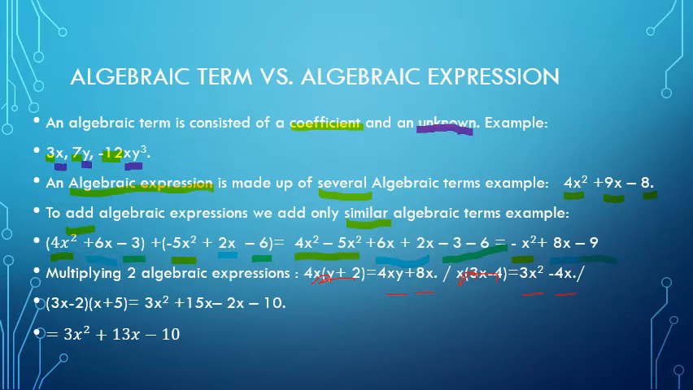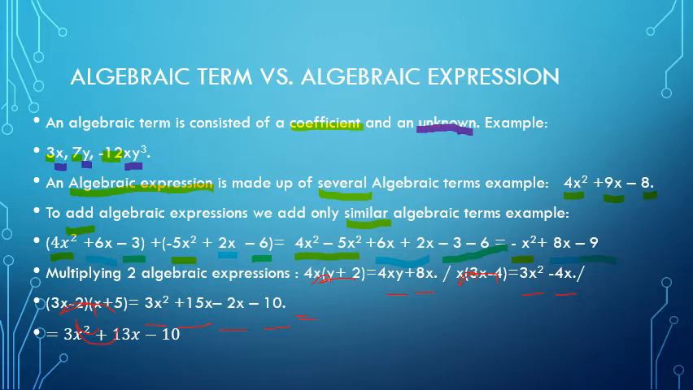The third example is a little bit more difficult than the first one. 3x times x, it is 3x squared. We multiply the first by the second term. Now 3x times 5, it is 15x. The second term by the first term, minus 2 times x, it is minus 2x. And the second term by the second term, which is minus 10. Now we get the answer here.